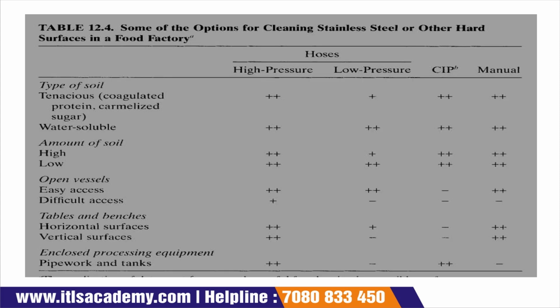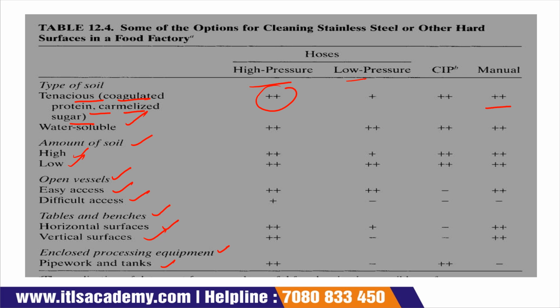So this table shows some of the options for cleaning stainless steel or other hard surfaces. If we have a type of soil that is carbonaceous, coagulated protein, caramelized sugar, then it requires high pressure, low pressure, CIP and manual cleaning. Then the other one is the water-soluble amount of soil, whether it is high or low. Then open vessels, easy access, typical access, tables and benches, horizontal surfaces, vertical surfaces, enclosed processing equipment, pipework and tanks. So this is all about the cleaning of the plant and equipment.